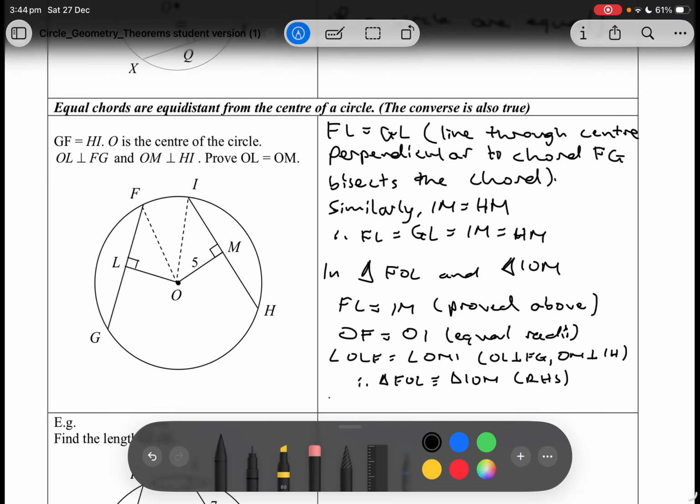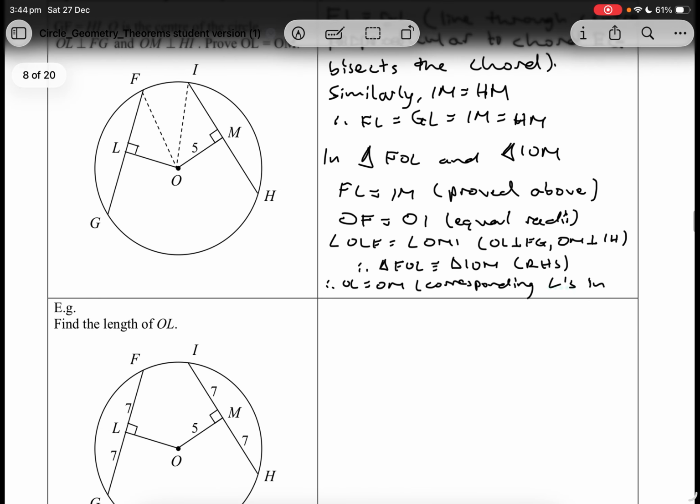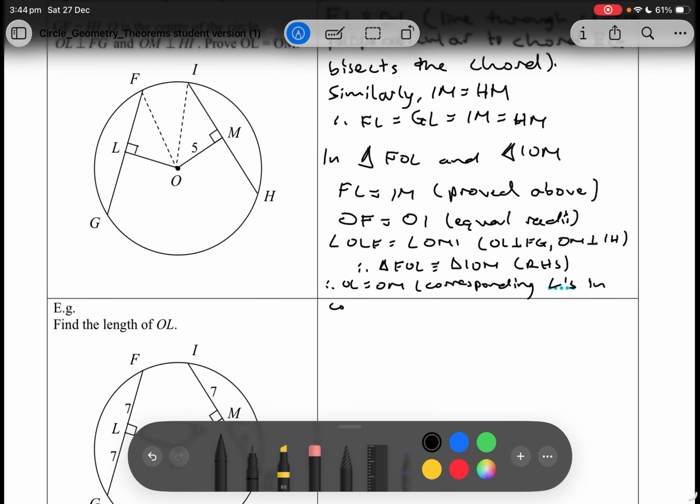Therefore, we can say that OL equals OM, because the corresponding angles in congruent triangles are equal.